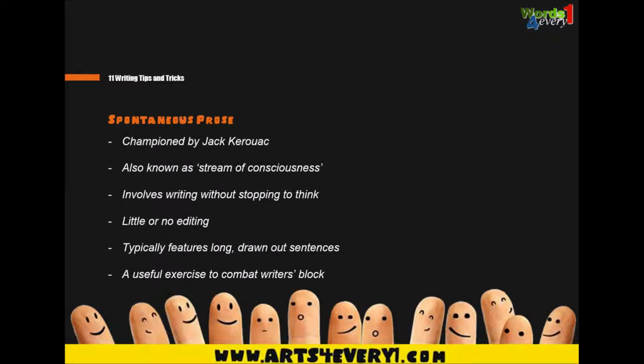Very nice. Right, so we'll look at spontaneous prose, also called stream of consciousness writing, which is something that Jack Kerouac and a few of the Beat members used to do. Basically it involves just writing without stopping to think. It's almost automatic writing. Typically people do little to no editing afterwards to keep it quite pure, although you can if you want to. It usually features long, drawn-out sentences that ramble on. But it can be a really good way to get rid of writer's block as well, so it's worth a play with.